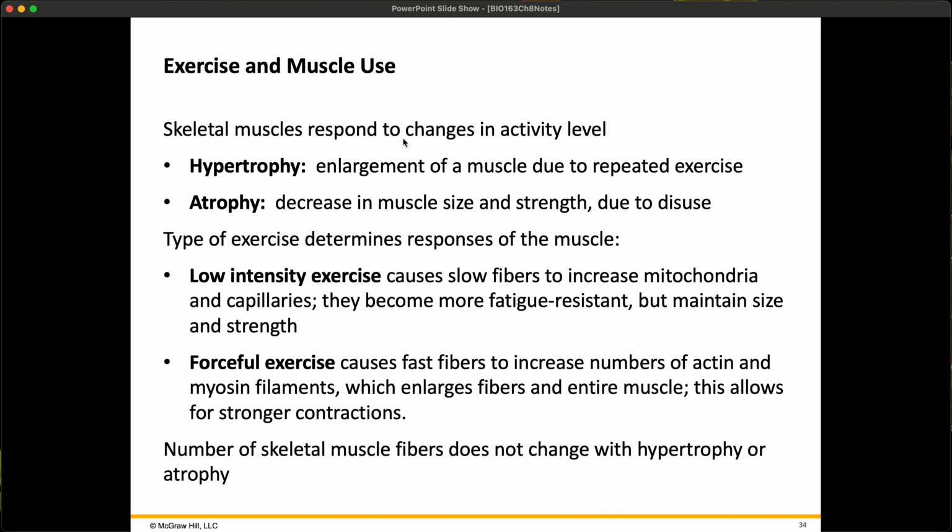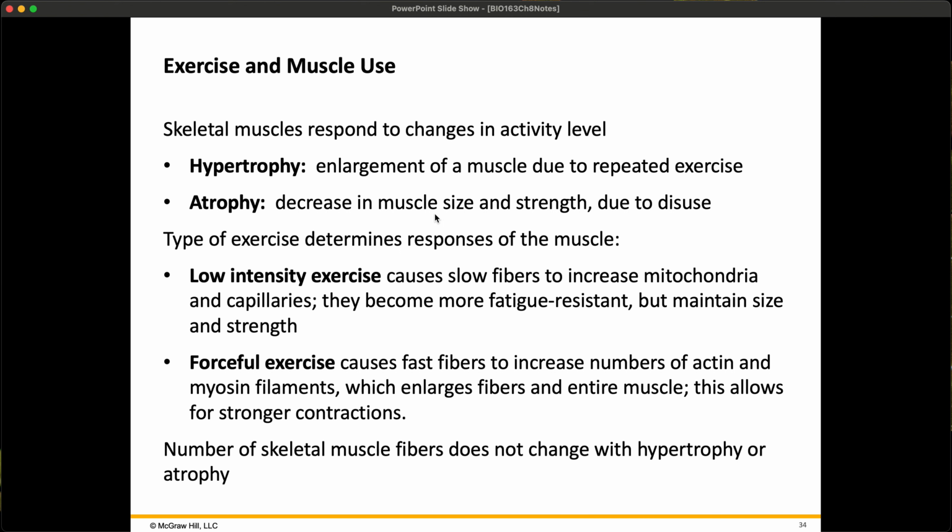They also start to respond to changes in activity level. So as you train those muscles, they start to change and grow, or maybe as you don't use those muscles, they can also start to shift. So two conditions, hypertrophy and atrophy. Hypertrophy is when the muscle cell starts to get larger. It starts to actually increase in its size. Whereas atrophy is a decrease in the muscle size or strength.